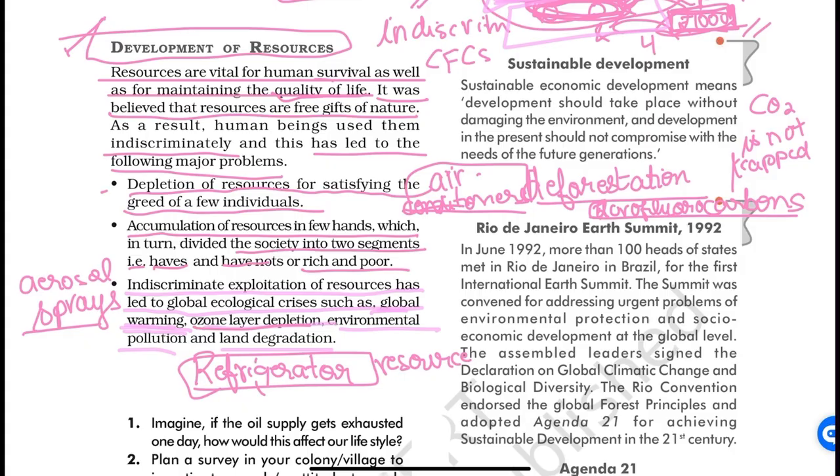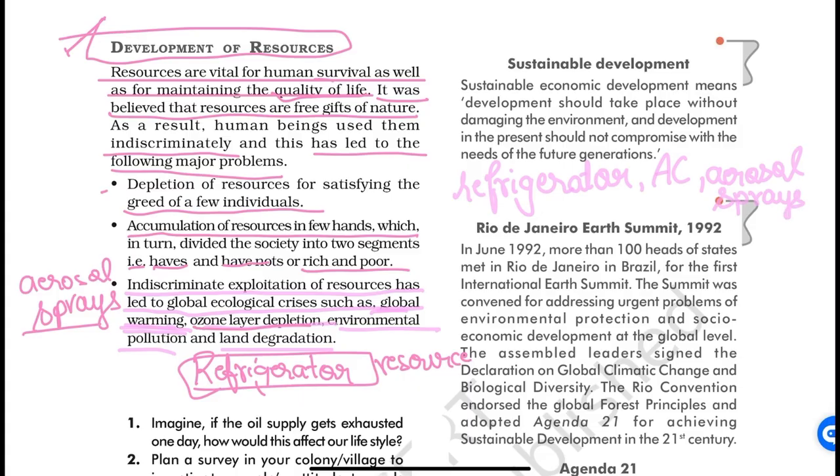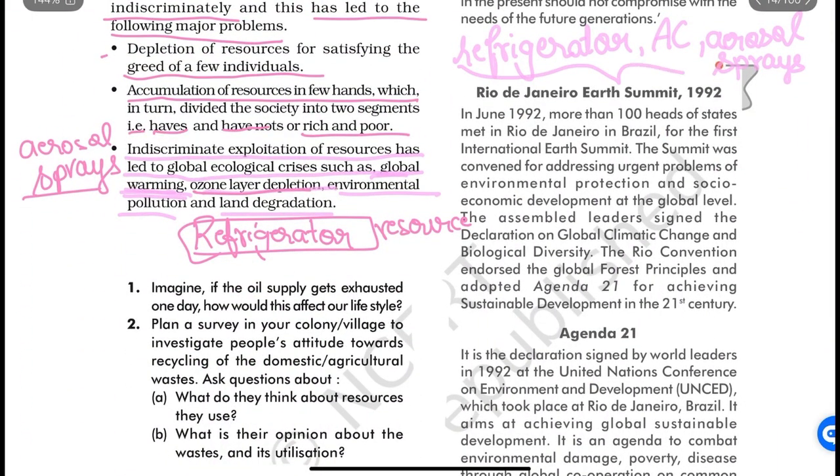But they all produce CFCs: refrigerator, AC, and aerosol sprays all produce CFCs that are a major problem for ozone layer depletion. There is a major cause for ozone layer depletion.